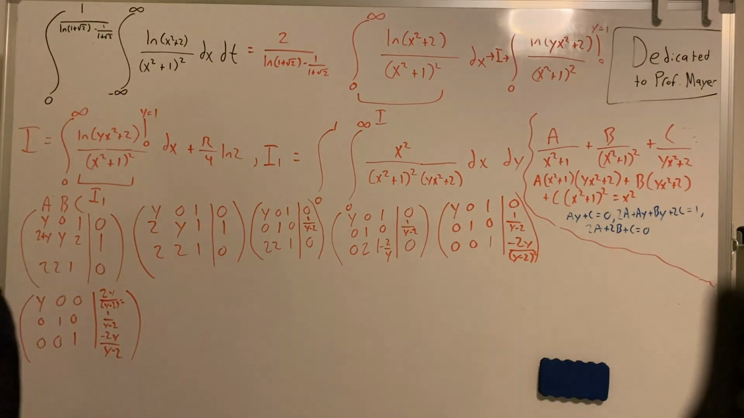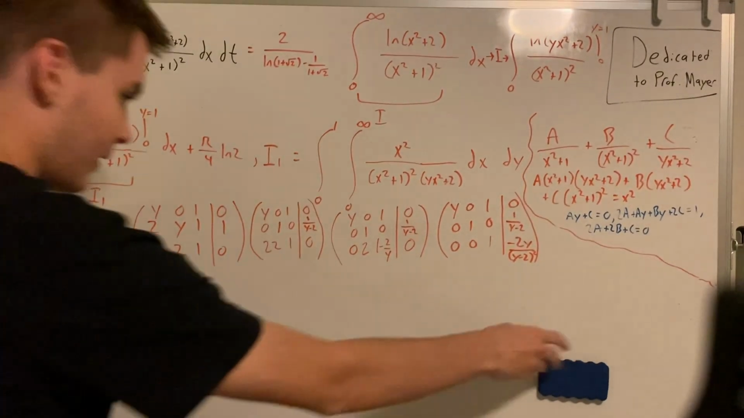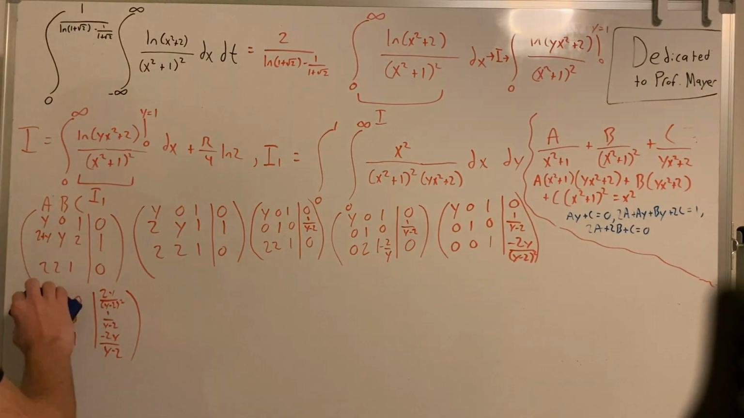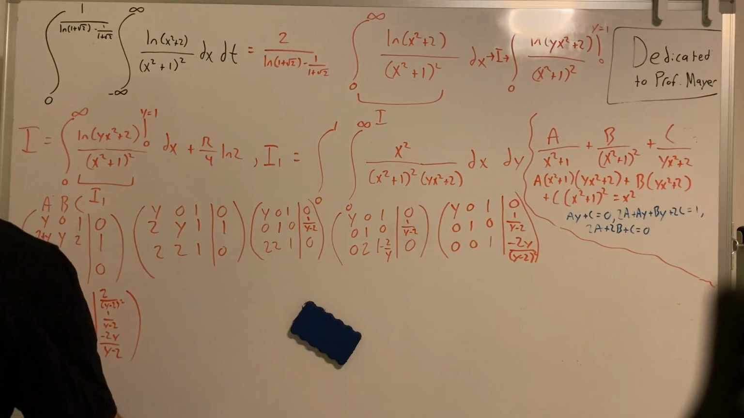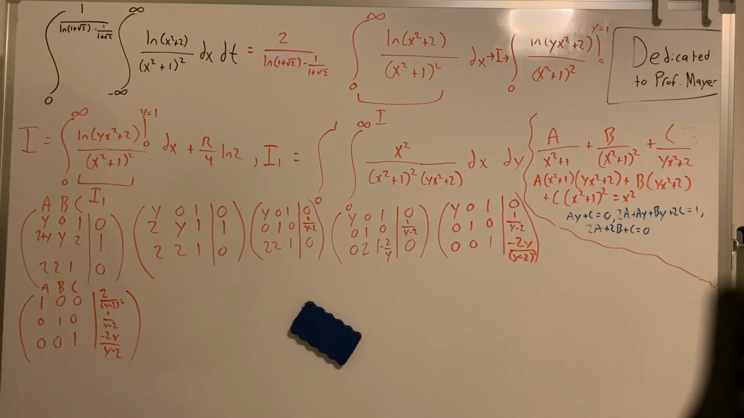Great. And we're almost done. Now, conveniently, we have a y here and a y there, which means we can just cancel them. I'd like to relabel these A, B, and C. So now we have solved for all of our values using linear algebra.